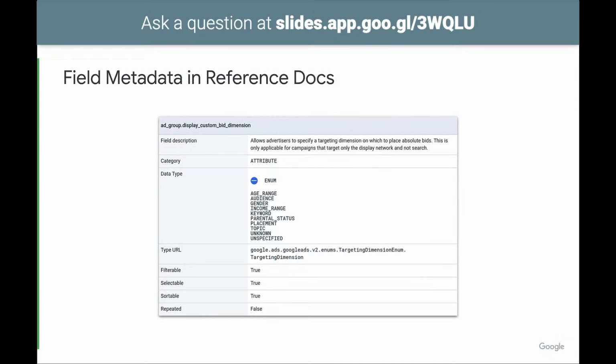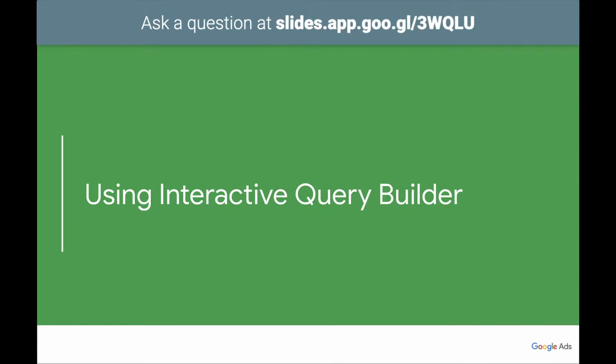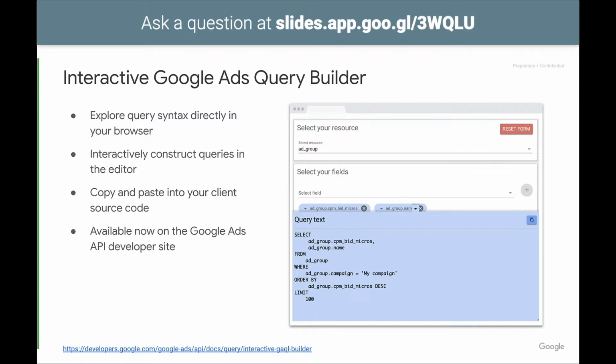As I mentioned, we use the Google Ads Field Service in order to generate the reporting reference docs. Here's just one random field from the reference docs to show you that this information is also available there, and this is what it looks like in those docs. All right, another thing I mentioned earlier, we have a tool called the Interactive Query Builder in order to construct GAQL strings. This is a UI-based tool.